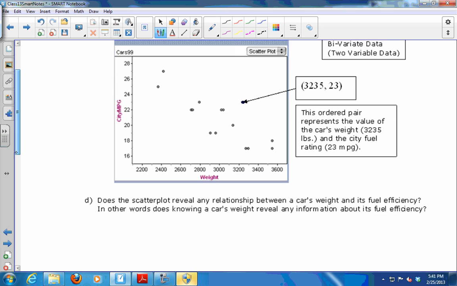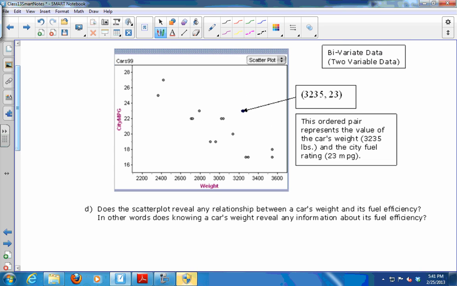Okay, so do you think that this scatter plot reveals a relationship? Does this indicate that we're right, that there's a relationship between these two? Yes, there's definitely a trend that as the weight goes up, the city miles per gallon goes down.